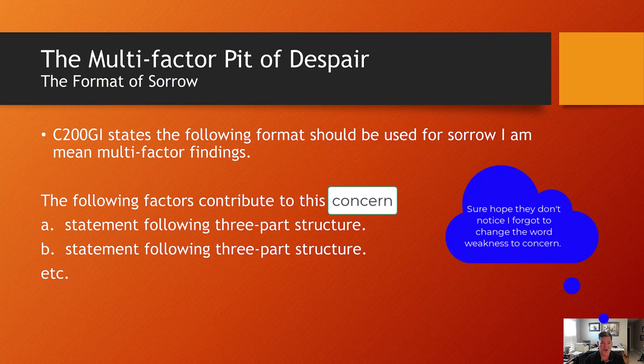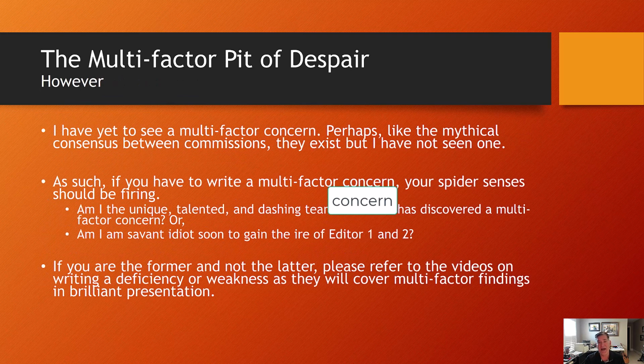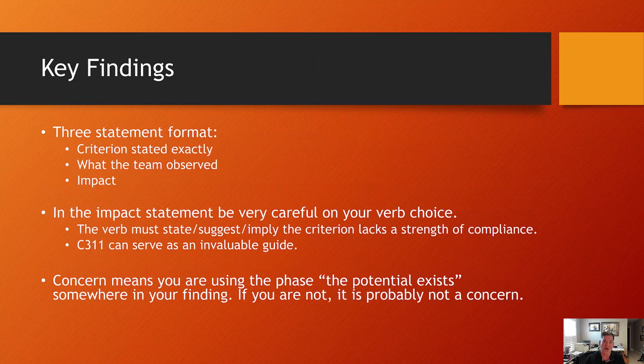Here's the actual structure for the pit of despair and sorrow. It doesn't look like it's that hard, but it is to actually write. And of course, your spider sense should generally fire when you're writing a concern, because at least for me, I haven't seen a multi-factor concern. I'm sure they exist, but they're kind of like unicorns, and you have to make the decision: am I that unique, talented, dashing team chair who's discovered a unicorn, or am I the savant idiot that's about to gain the ire of the editor 1 and editor 2? So again, if you found it, go look at the other videos and it will help you.